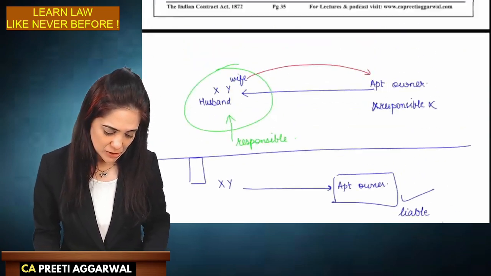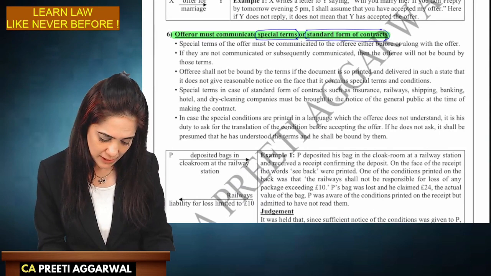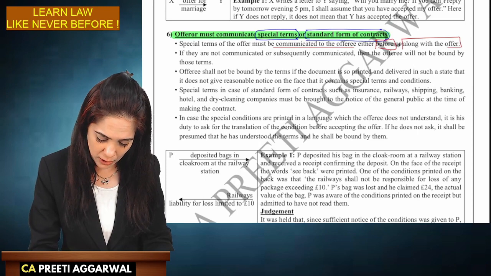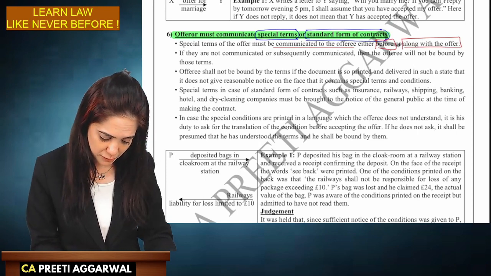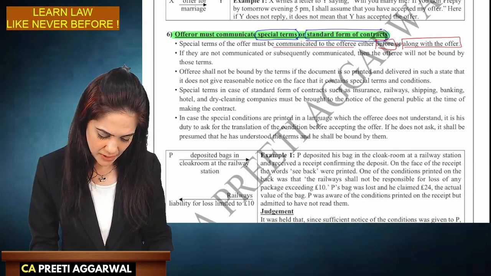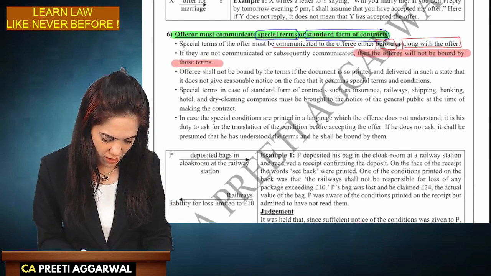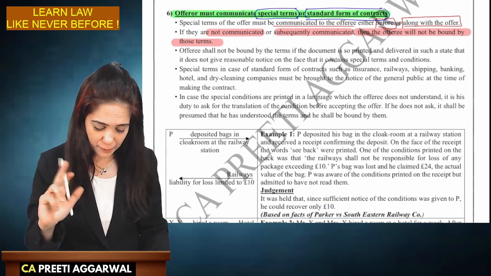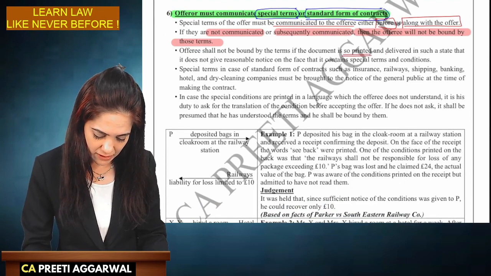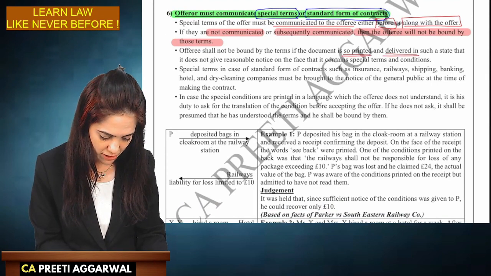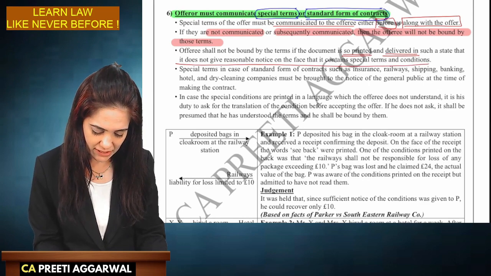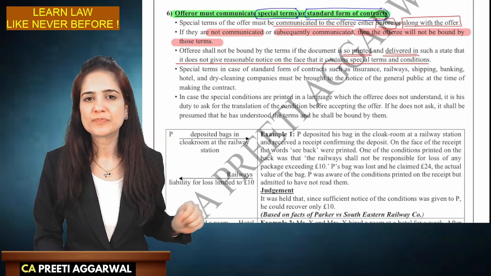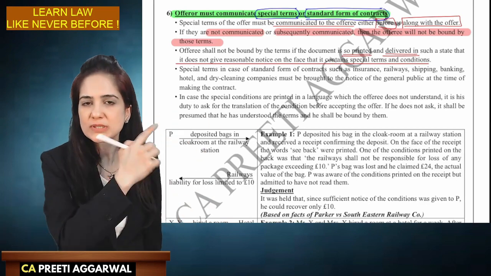Okay. So if there are certain terms and conditions, they must be communicated to the offeree either before or along with the offer. If they are not communicated, or maybe they are subsequently communicated, the offeree is not bound by those terms and conditions. The offeree shall not be bound if the document is so printed and delivered in a state that it does not give reasonable notice on the face that it contains special terms and conditions. Yes, we agree that terms and conditions were pasted in the room, but did you inform us to go and read those terms and conditions?